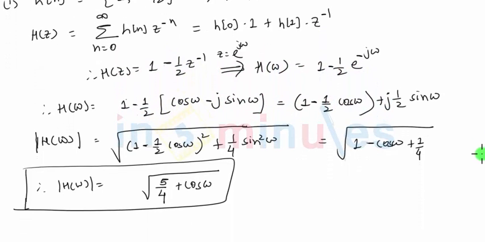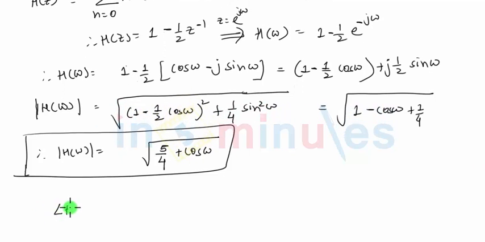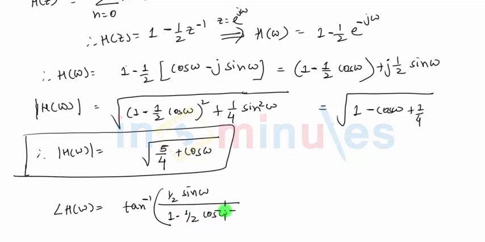One can also find the phase response. Phase response is nothing but the angle of h of omega. Angle of h of omega in this case will be tan inverse of imaginary by real. The imaginary part is half sine of omega, divided by the real part, which is 1 minus half cos of omega. So one can also find out the various values of the phase response for the values of omega that we had taken for the magnitude response, and we can also plot the phase response.